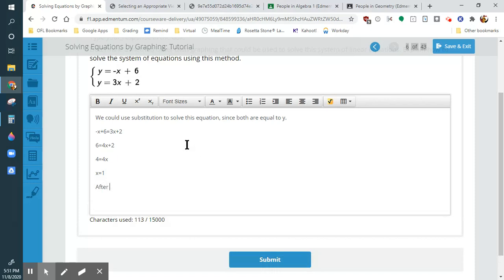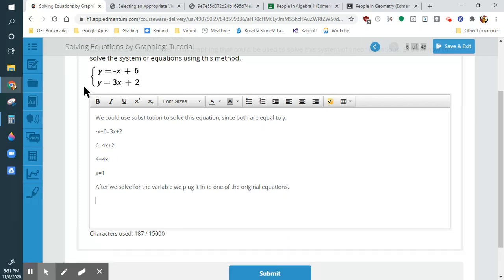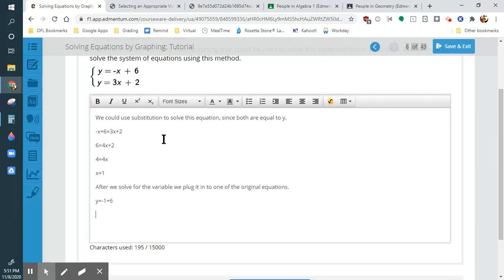After we solve for the variable, we plug it into one of the original equations. So we're going to plug it into one of the original equations. I'm going to choose the first one. So I'm going to say y equals -1 because it's negative x plus 6. Therefore, y equals 5, which was our answer.